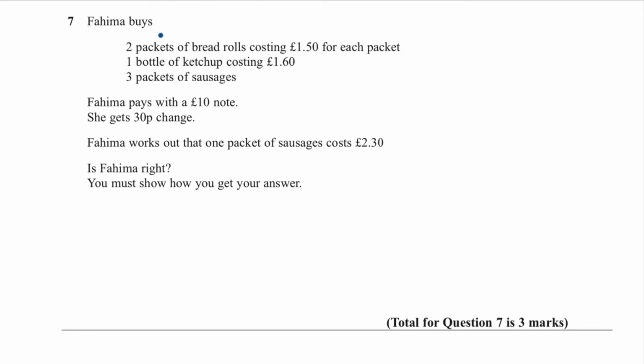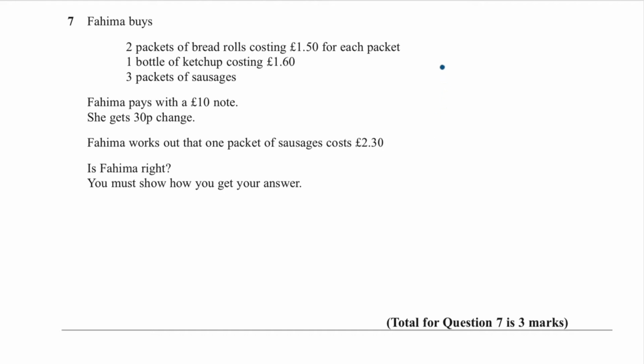Question 7. Fahima buys 2 packets of bread rolls costing £1.50 for each packet, 1 bottle of ketchup costing £1.60, 3 packets of sausages. Fahima pays with a £10 note and she gets 30 pence change. Fahima works out that 1 packet of sausages costs £2.30. Is Fahima right? You must show how you get your answer.